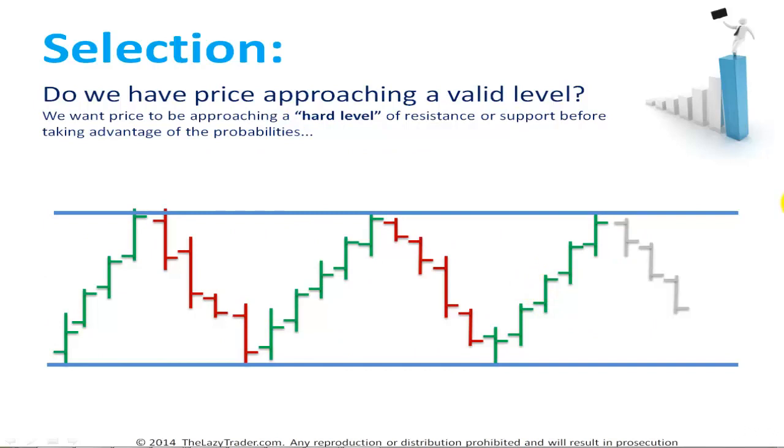So let's take a look at this hypothetical example here. Do we have price approaching a valid level? We've got price trapped in a range here. We've got certainly the first test here on this level of supply, also known as a level of resistance. We've got the second test, which makes it a valid level of supply. So this is our opportunity to sell on the third test.